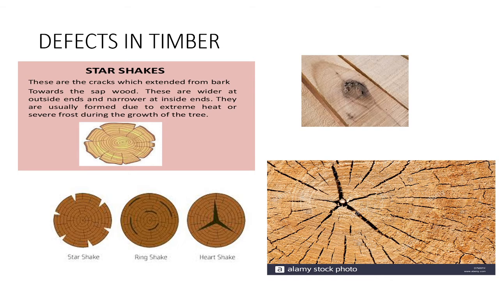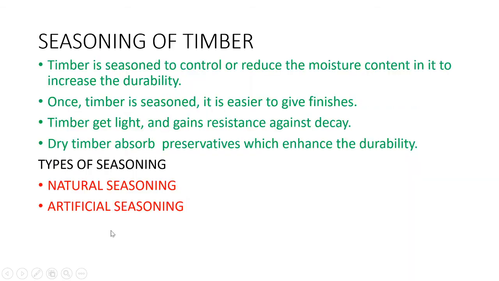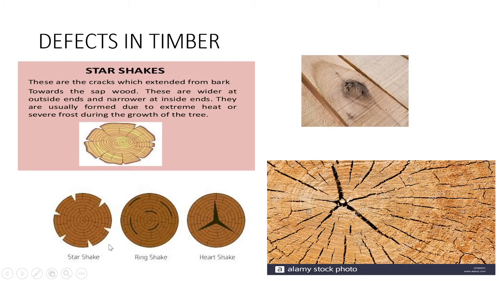Now, what are the defects in timber actually? There are different types of defects we can see. One is our star shake, which extends from the bark towards the sapwood. It means from outer to inward. These are wider at the outside and narrower at the inside. They are usually formed due to extreme heat or severe frost during the growth of the tree.